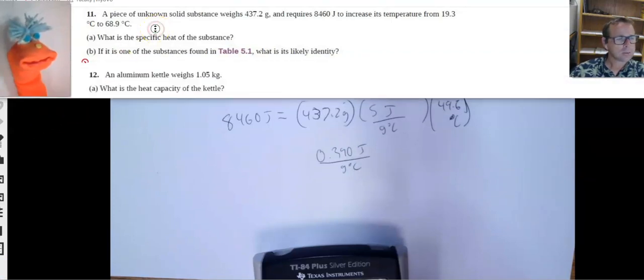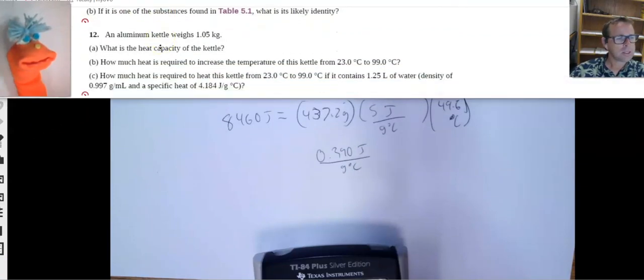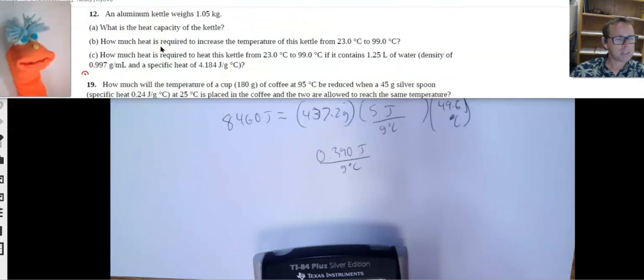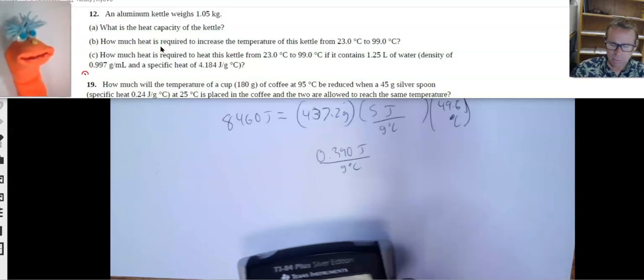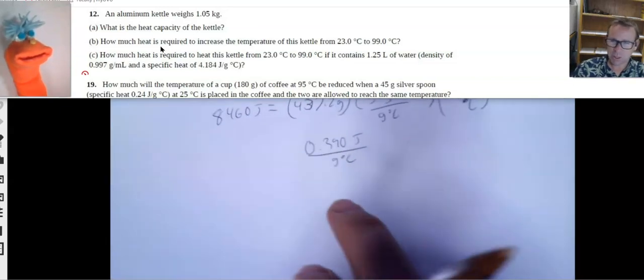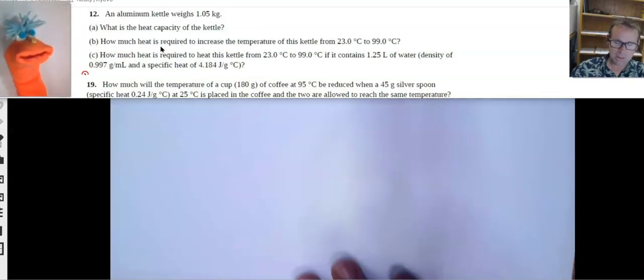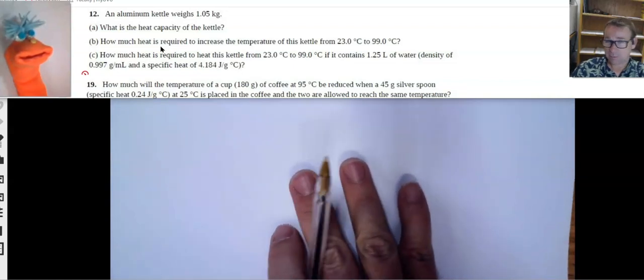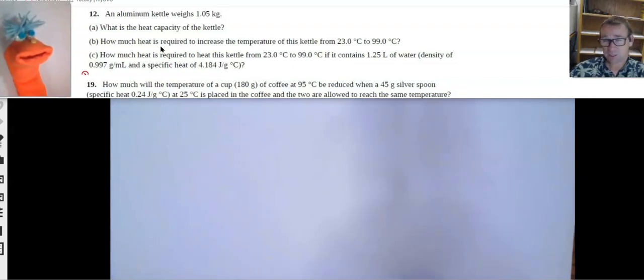Next, an aluminum kettle weighs that much mass. What's the heat capacity of the kettle? What's heat capacity? Is that specific heat? So heat capacity is going to be related to a more complex system. Now this is not a very complex system because it's just a big piece of copper kettle, right? Isn't that what you just said?